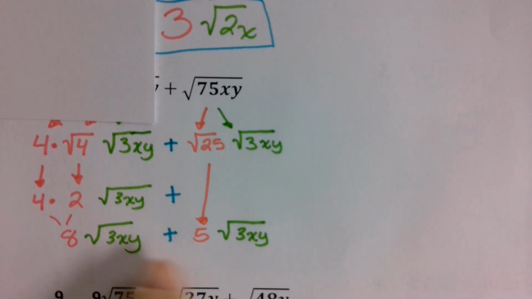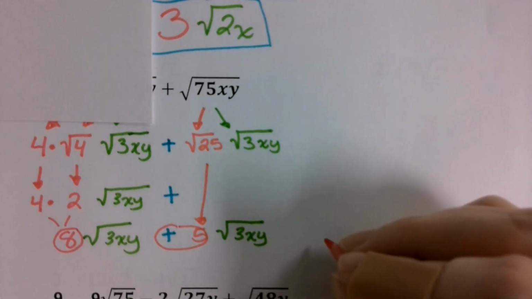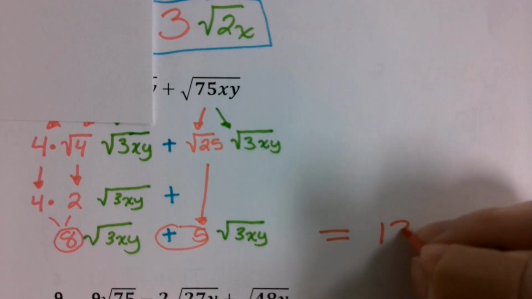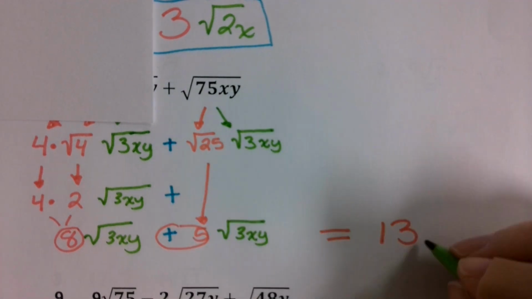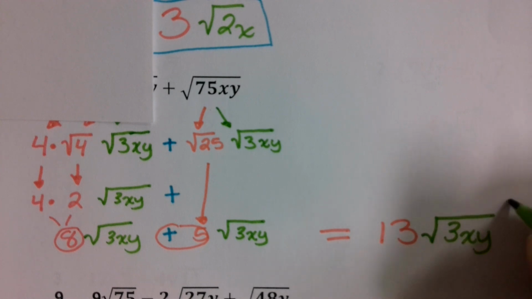All right, are they like radicals? Yes, they are like radicals, so we can go ahead and just add. We can do 8 plus 5. What's 8 plus 5? 13. So you should have gotten 13 square root of 3xy. Alex is doing his little dance.